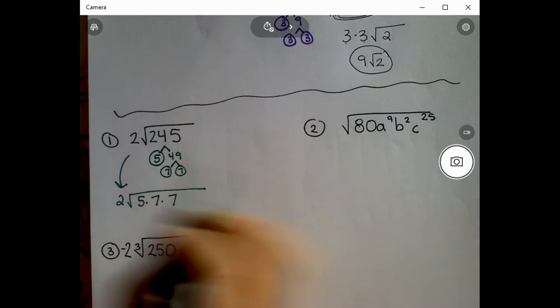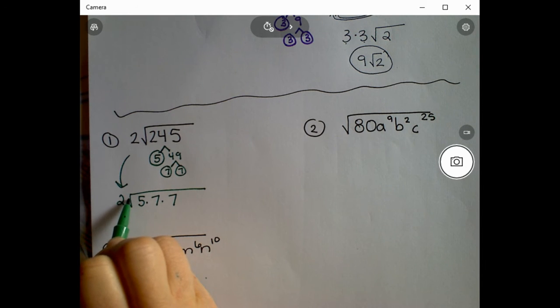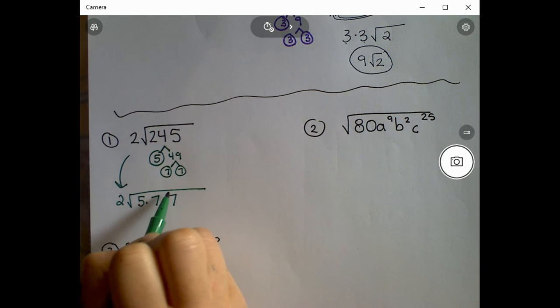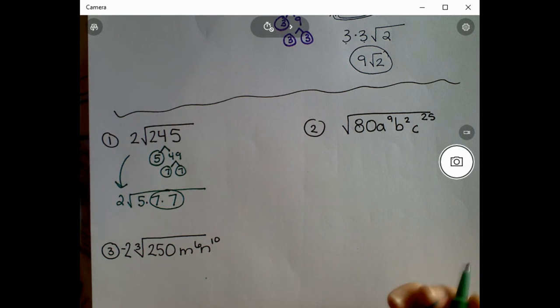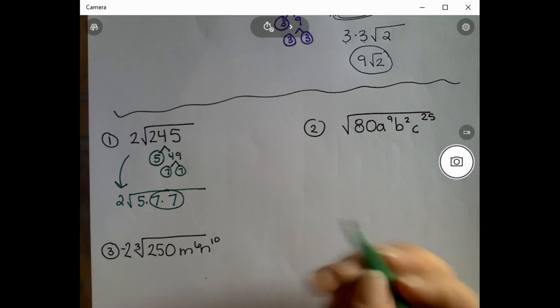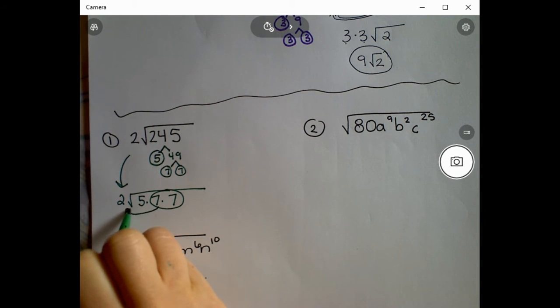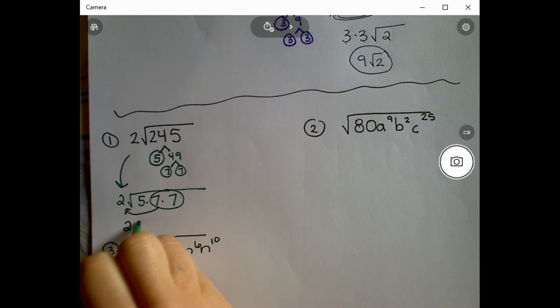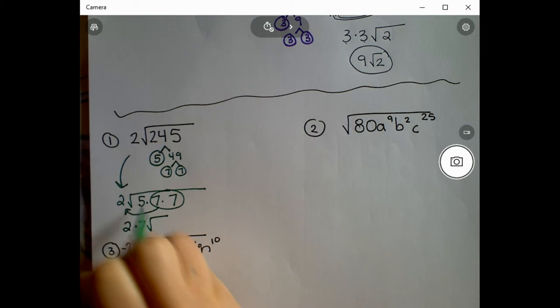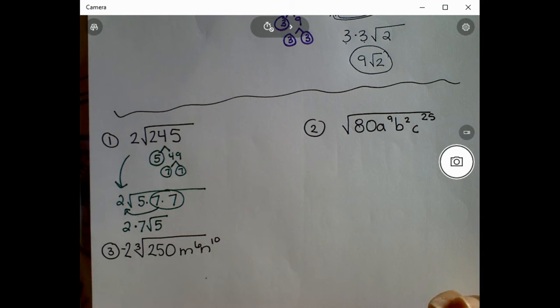All right, because our index is a 2, you can't see it, but it's there. We are going to take out groups of 2 of the same. That's how you make a perfect square. So this is going to go out here. 2, now times 7, and our leftover 5 is inside.